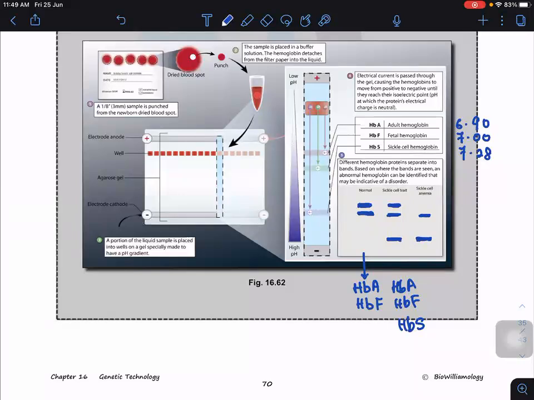Can you see that? This is how we can separate the proteins based on isoelectric point.